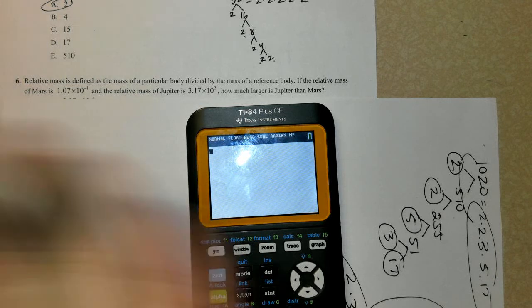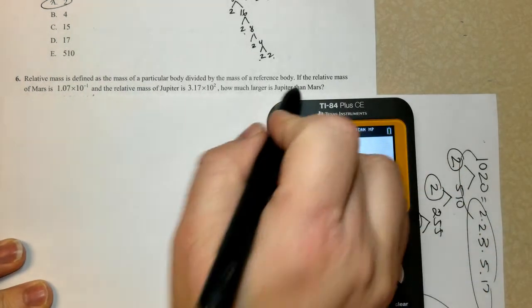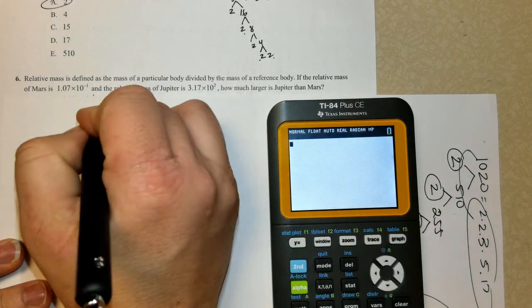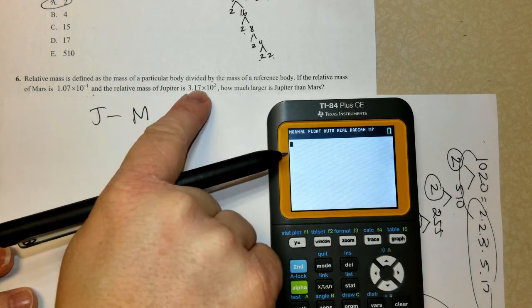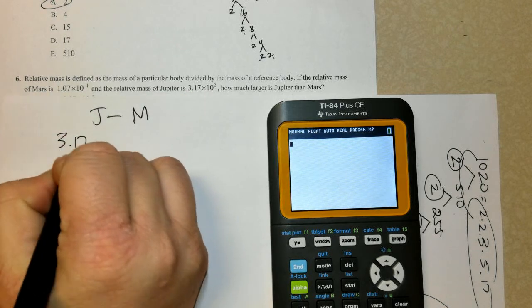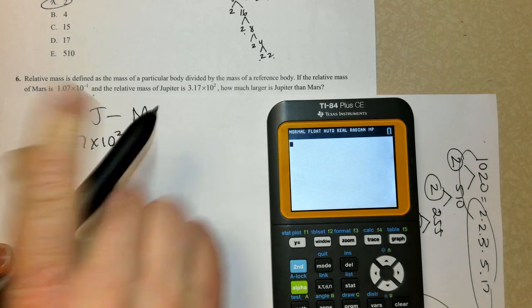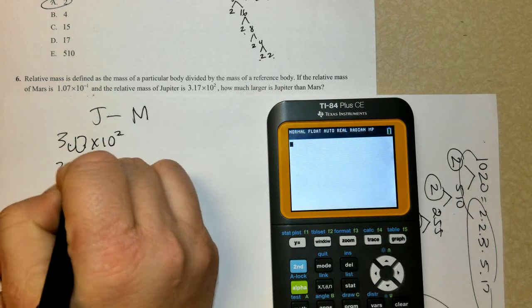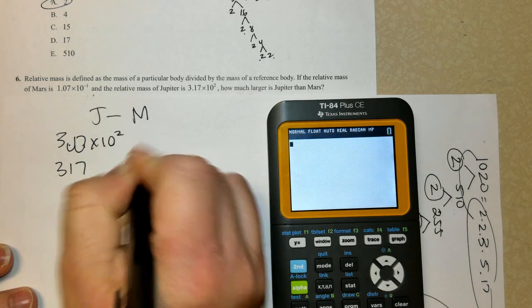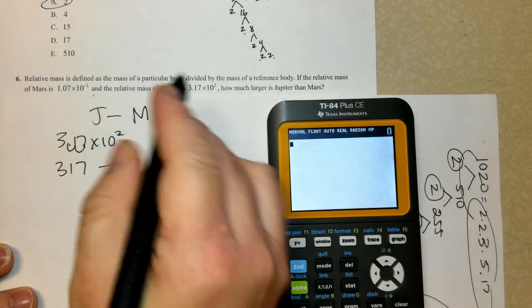We're talking about relative mass, and it says the relative mass of Mars is this particular value. The relative mass of Jupiter is this particular value, and it says how much larger is Jupiter. So we're going to take Jupiter and subtract Mars. If you forgot how this works, when it's positive it means move the decimal this way, in this case 2 places. 1, 2.